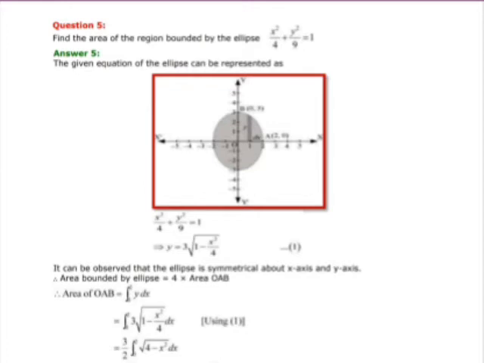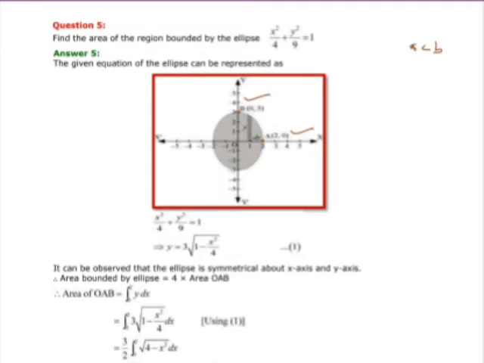Here a is less than b. So a is less than b. So in this case, the ellipse is vertical. So we have written, let's see, here a value is 2, b value is 3. Let's see here, a is 2 comma 0, b is 0 comma 3.